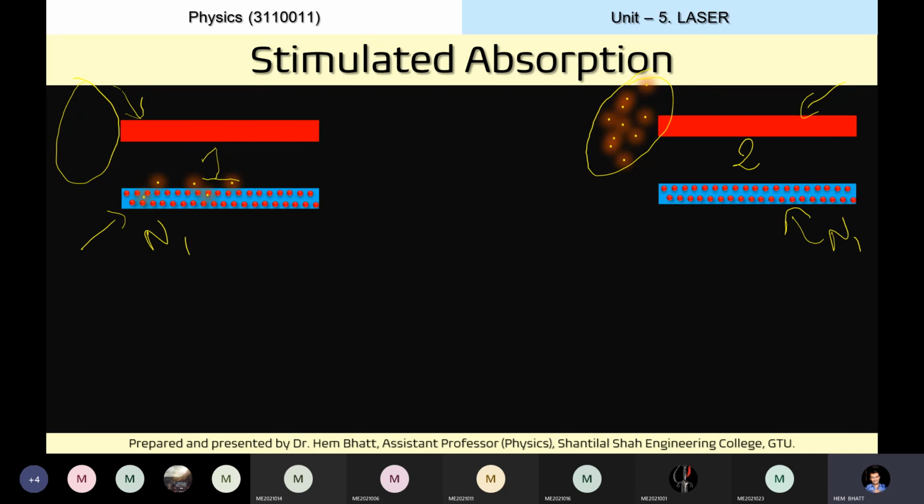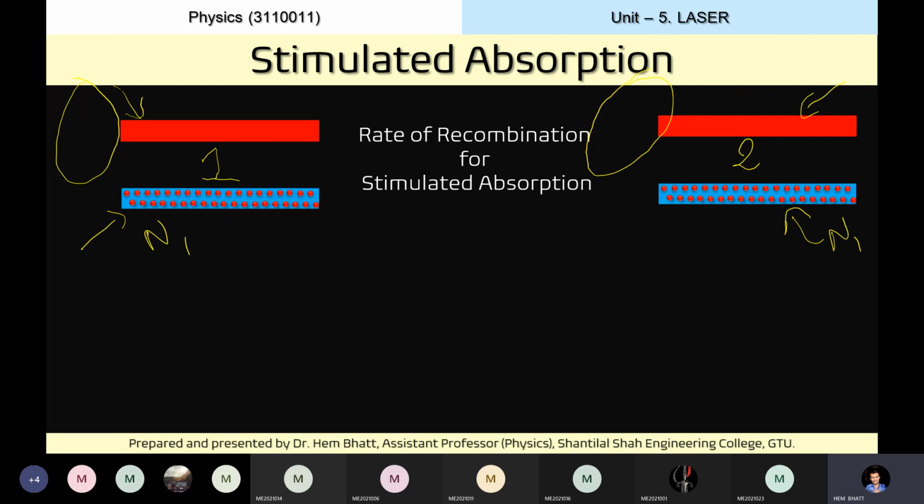So when you send photons, photons will be absorbed, and the rate of stimulated absorption depends on E. What is E? Energy. It is also called the number density of photons. If you give more photons, the value of E is higher. So the rate of stimulated absorption depends on how much energy you are providing.